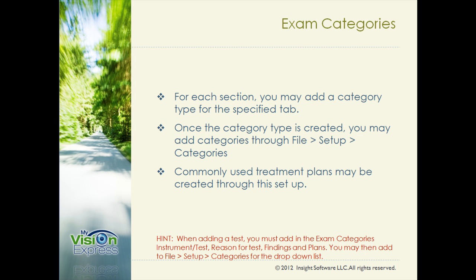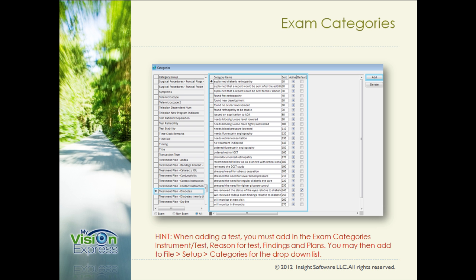Remember, when adding a test, you must add in the exam categories the instrument test, the reason for the test, findings, and plans. You may then add to File, Setup, Categories for the drop-down list for each reason for test, findings, and plans that you would like to add.